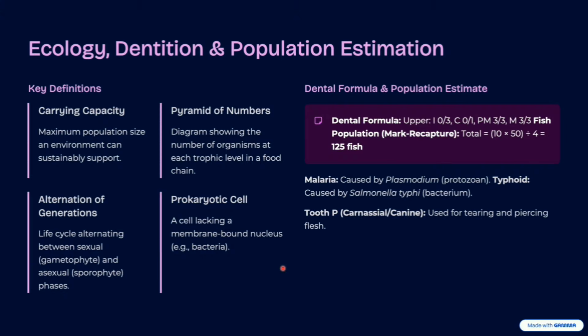Now, out of the 50, 4 had some labels on them. So those were the marked recapture. They were captured now for the second time. Therefore, it is 10 multiplied by 50, divided by 4, which is equal to 125 fish.